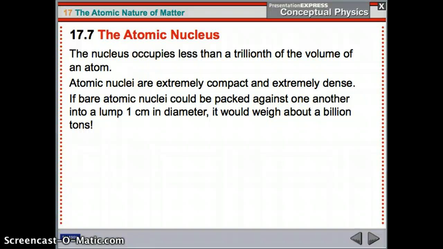But, like we said, the atom is mostly empty space, so the nucleus occupies less than a trillionth of the volume of an atom. Atoms' nuclei are super compact and super dense because all of the mass of an atom is in the nucleus. Electrons count for almost nothing. So if you took just the nuclei, got rid of the electrons, and put them into a little 1 centimeter lump, it would weigh 1 billion tons. That is how dense nuclei are.